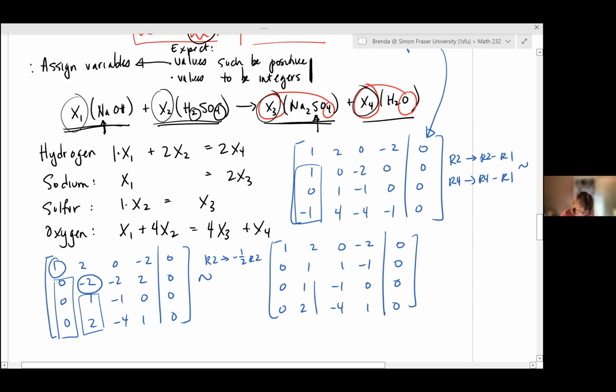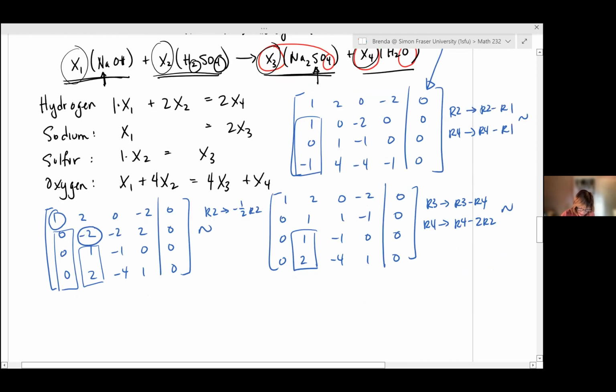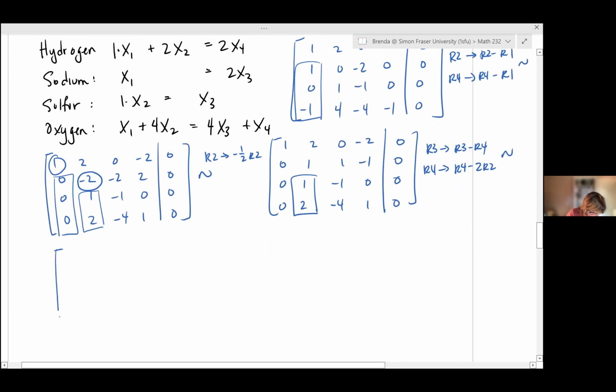Okay, now I'm going to get the 2 zeros here. That is going to be a matter of taking R3 and replacing it with R3 minus R4, and taking R4 and replacing it with R4 minus 2R2. And I'm going to generate the equivalent matrix. Here it is. 1, 2, 0, minus 2, 0, 0, 1, 1, minus 1, 0, 0, 0, minus 2, 1, 0, 0, 0, minus 6, 3, 0.